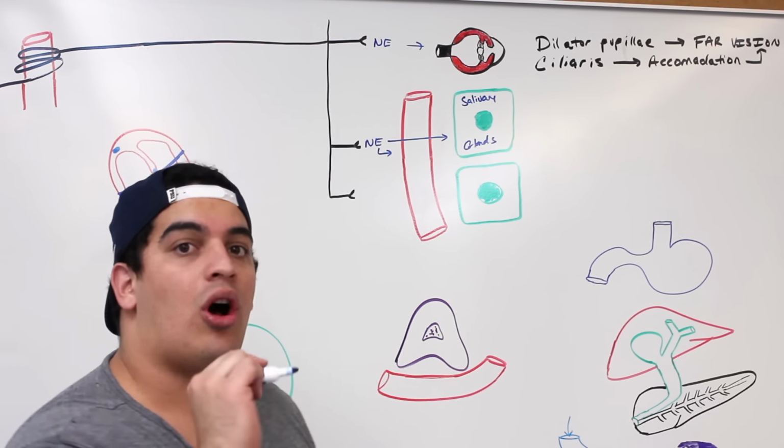Now, what was this thing here called, which comes off the superior cervical ganglia? They pretty much call this the carotid plexus.